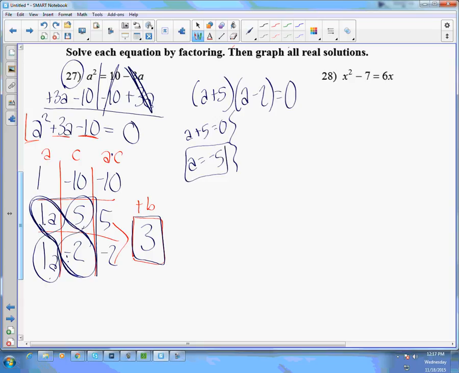Okay, on this one, we take A minus 2 equal to 0. Here, what number minus 2 is 0? Positive 2. And then we graph them. Positive 2, make sure you label it. 1, 2, 3, 4. Negative 5, make sure you label it.